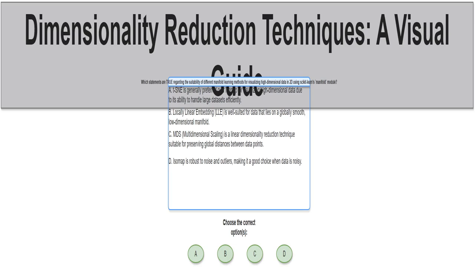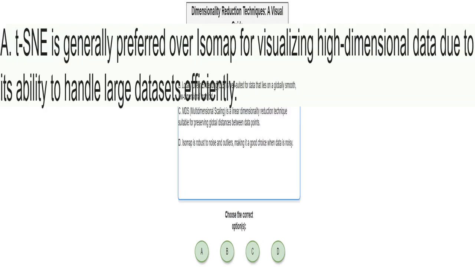This statement is incorrect. While t-SNE is superb for visualization, it's computationally expensive and struggles with massive datasets. Isomap is often better in such situations. Incorrect again. MDS is actually a nonlinear technique. Linear techniques, like principal component analysis, PCA, are different. MDS focuses on keeping the overall distances between points similar after dimensionality reduction.